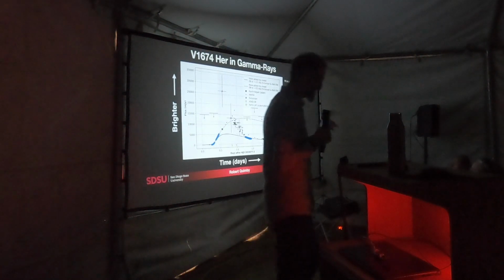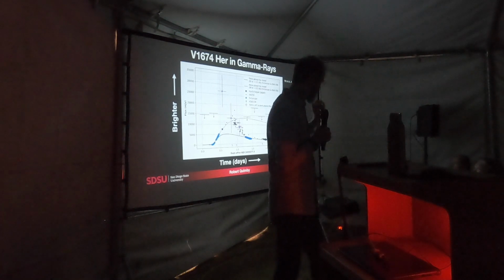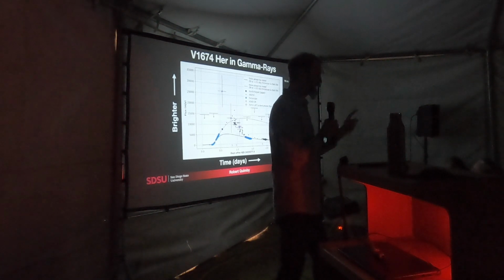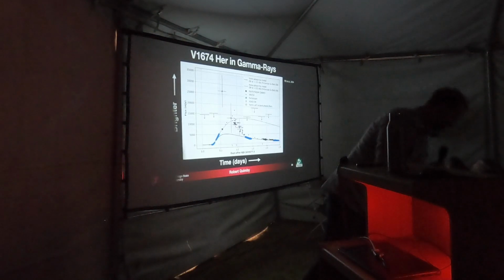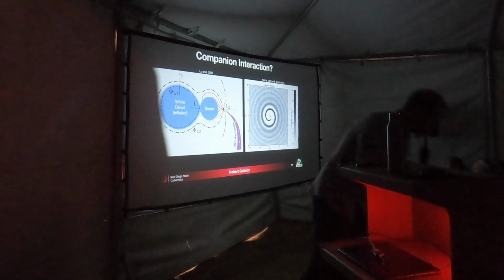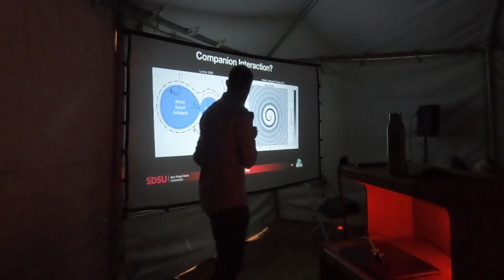Okay, so there's a couple ideas on how you can get gamma rays. We're not going to do it with temperature. We're not going to be able to get the gas hot enough. But what we can do is we can rely on shocks. So if you see gamma rays, you're thinking, I've got shocks.